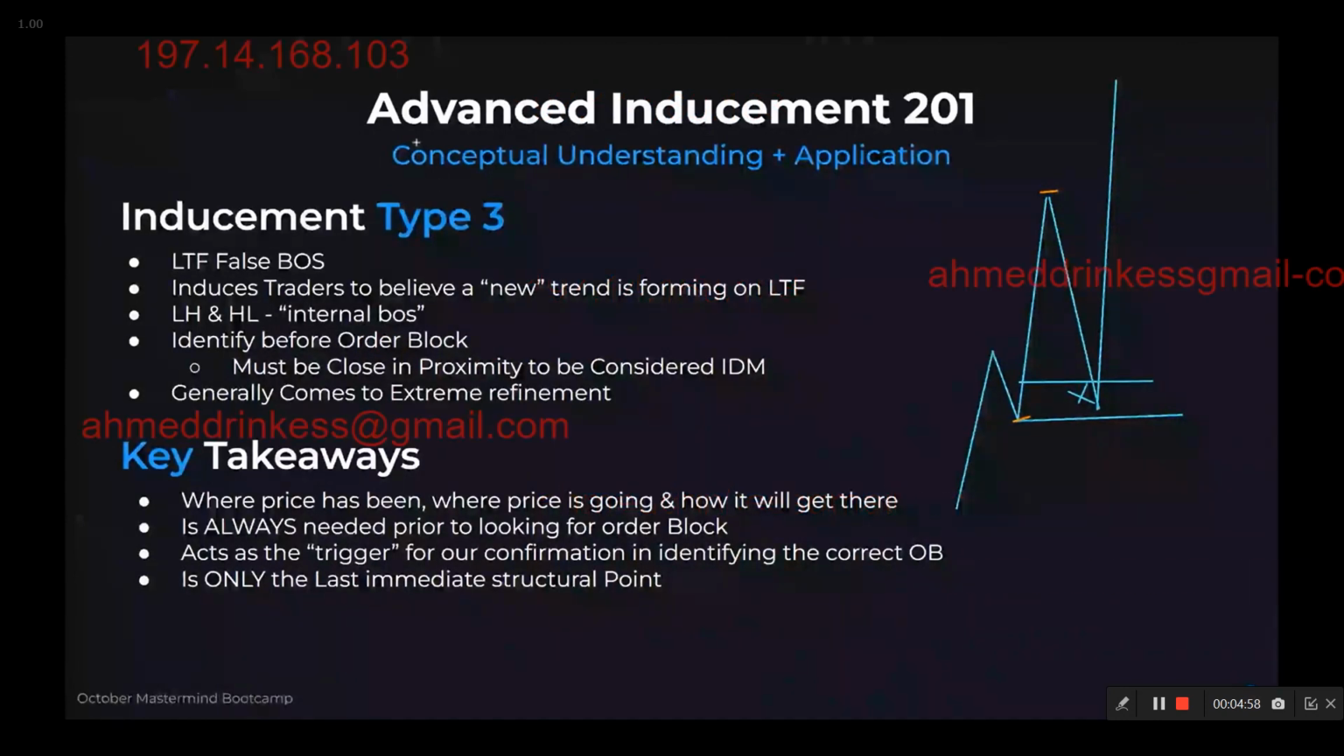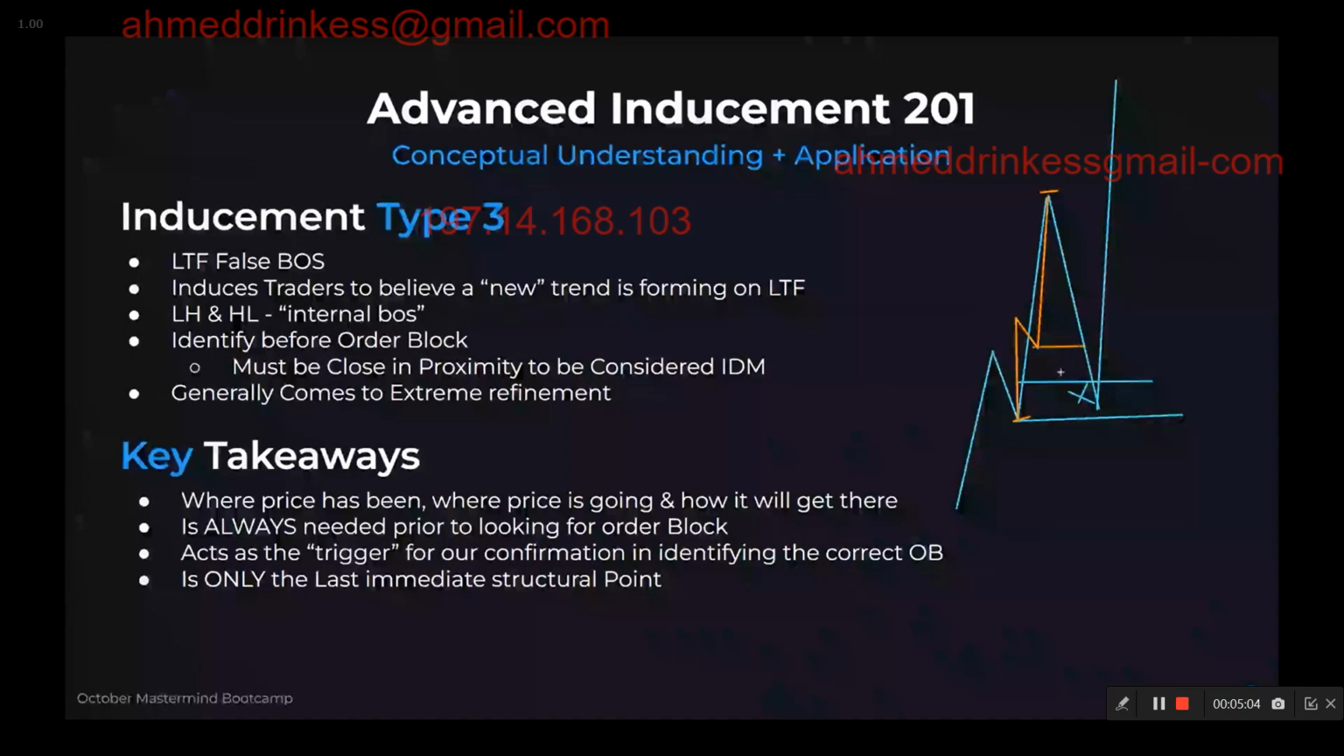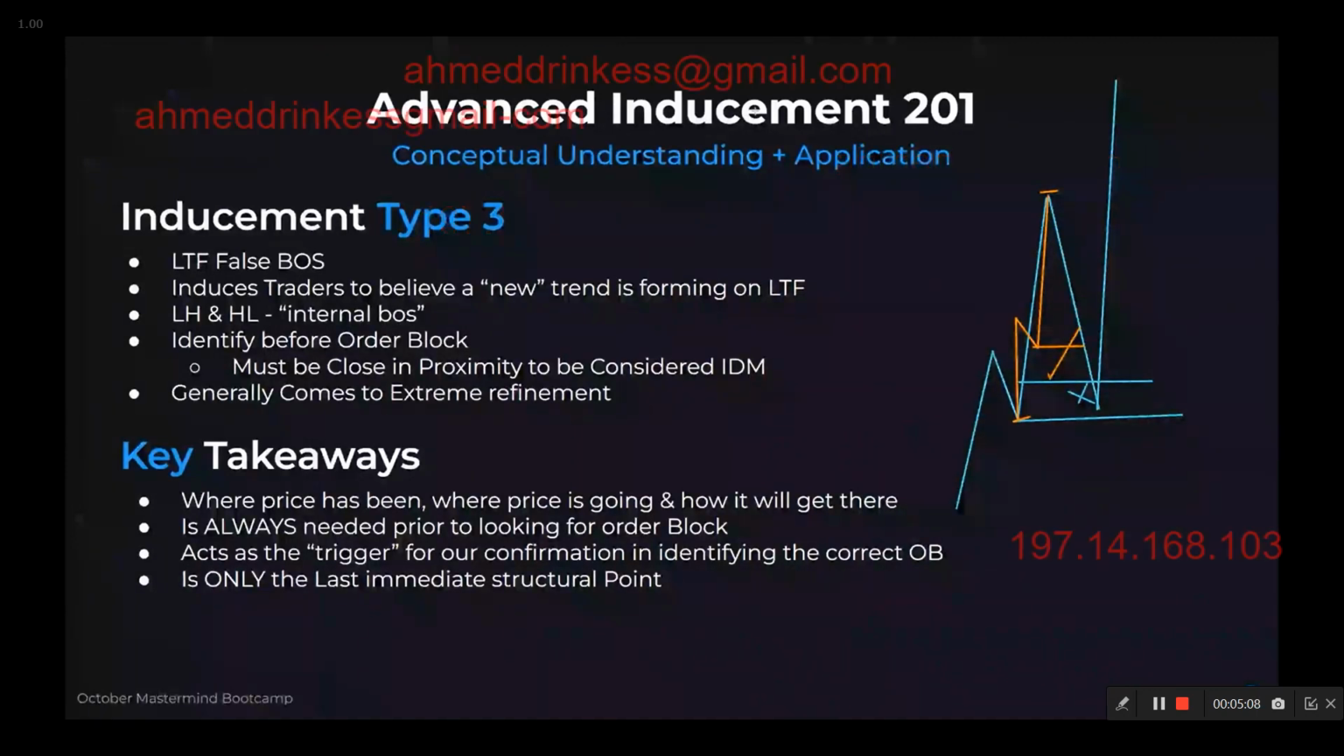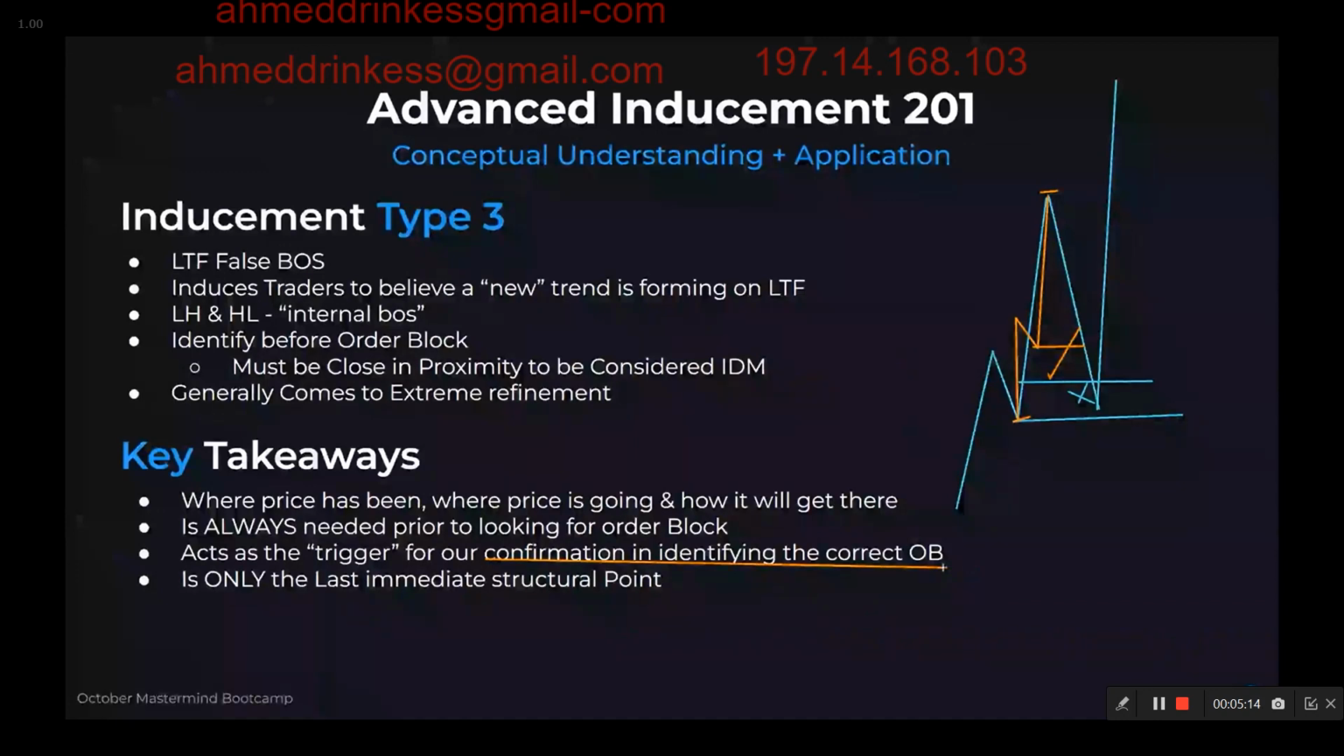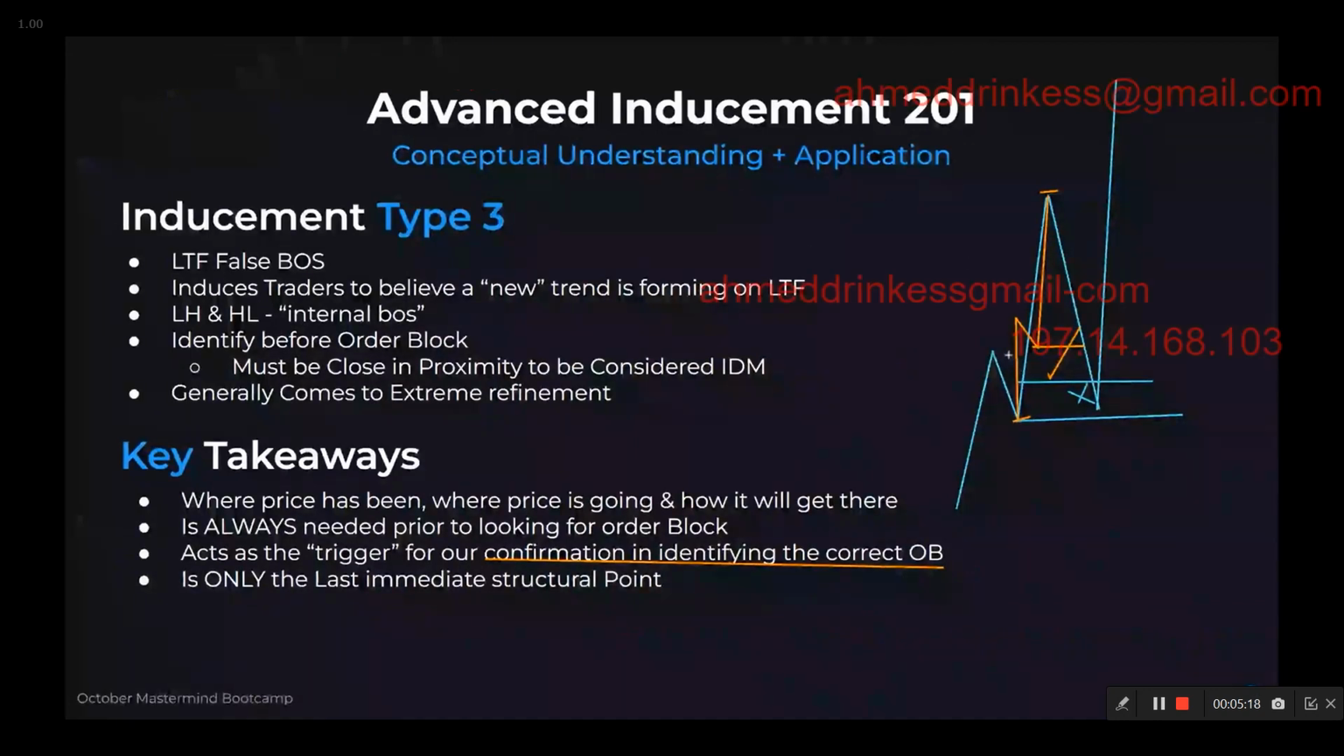Type 3. So our type 3 is going to be to the left. And that's how you can know this will work. But if there's absolutely none, it will not work at all. And we'll see plenty of examples of that. Again, inducement is our confirmation for identifying the correct order block. Without inducement, you're not identifying the correct order block.